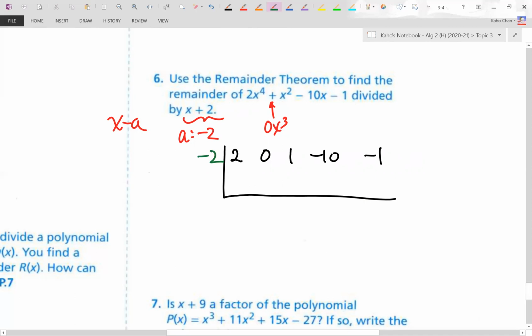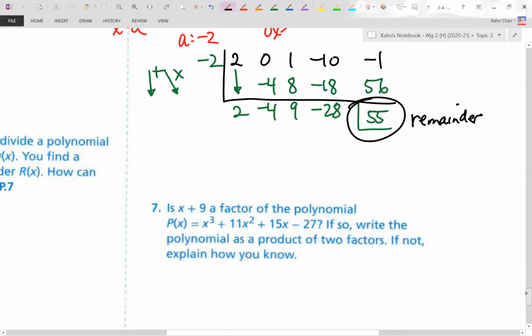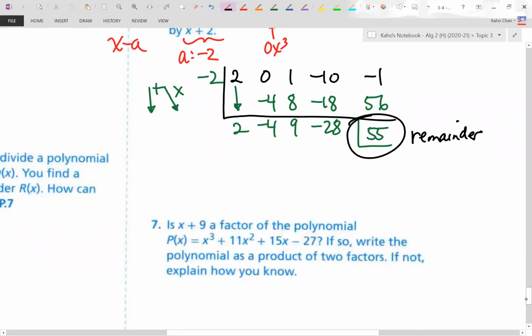And let's do it. Add vertically, multiply diagonally. Here we go. Add, multiply, add, multiply, add, multiply, add, multiply, add. That's your answer. 55. All right. Woo. Ready for the last problem of the day?